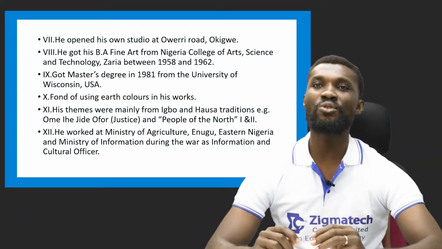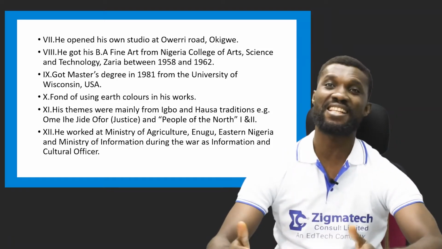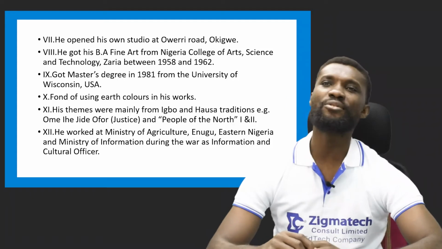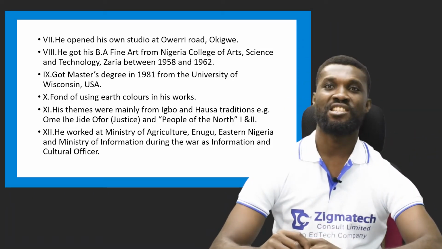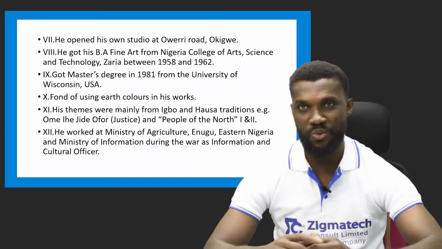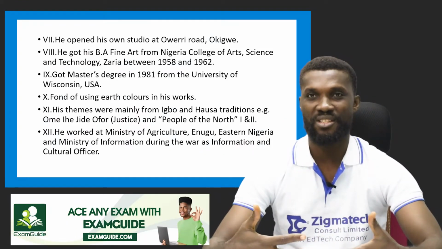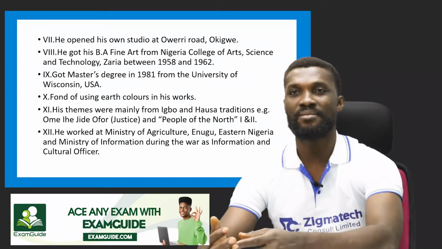Now, he was fond of using earth colors in his work. Mwamara is so fond of using earthen colors, natural colors in his work. His themes were mainly from the Igbo and the Hausa tradition. Examples are Ome Ihe Jiofo, that is justice, and People of the North 1 and 2. So he likes painting, he likes creating works with the Igbo titles and the northern maxims.